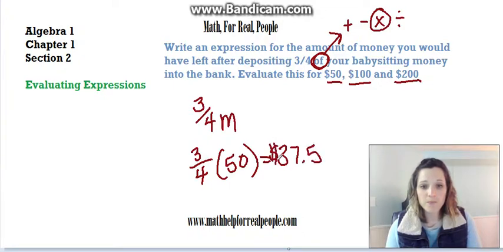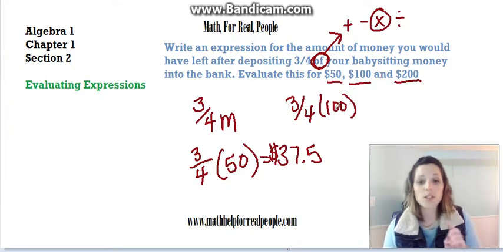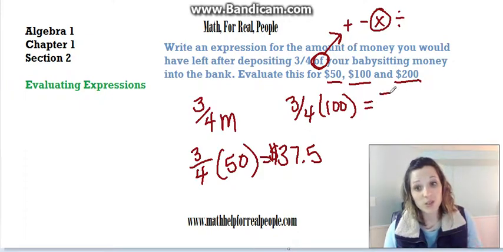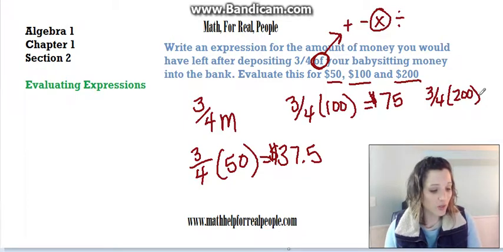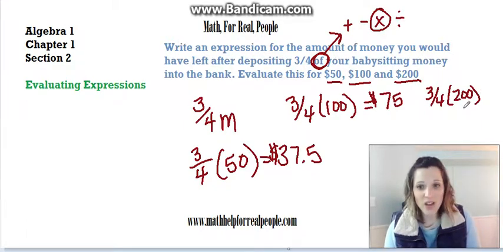$37.50. If you do 3/4 times 100, you can do 3 divided by 4 times 100, or 0.75 times 100. You move that decimal over and you should know it's $75, right? And then the 3/4 times your last one, which is 200. Hopefully you are retrying this if you didn't try it on your own already. So 200 times 0.75 gives you $150. Double check it in your calculator.